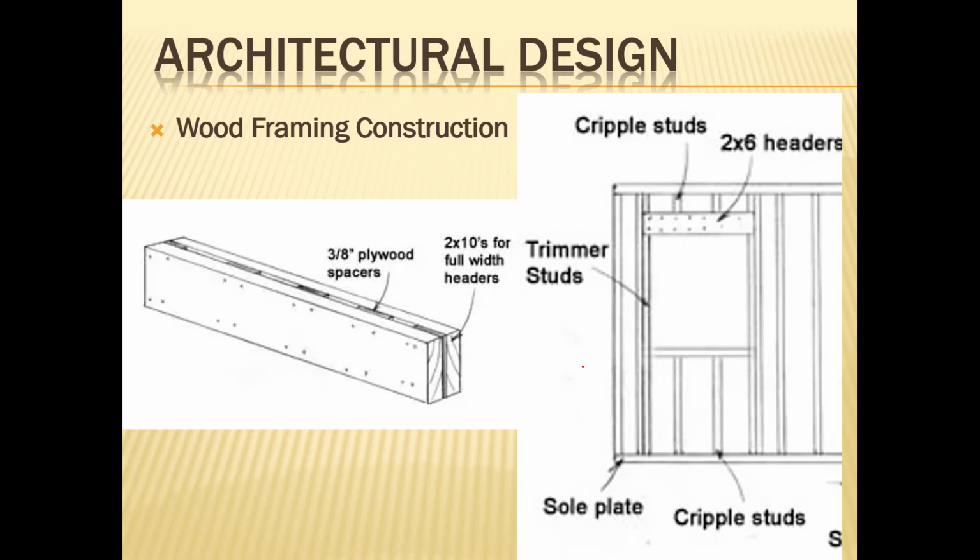So this is a header that would go over the window, and the header is going to sit on the trimmer or the jack stud. And underneath the sill, which is right here, this is the sill right here, the bottom of the window sill plate, and underneath that we will have what we refer to as cripple studs underneath there.